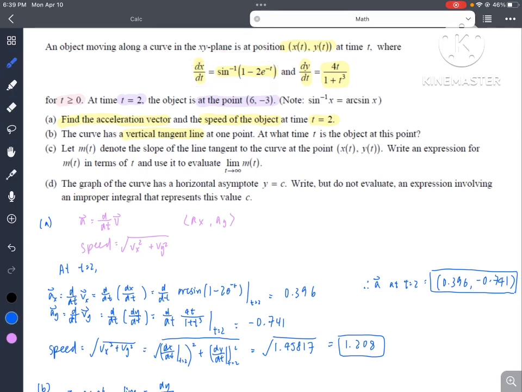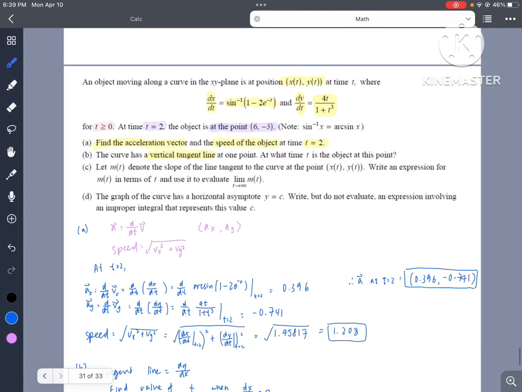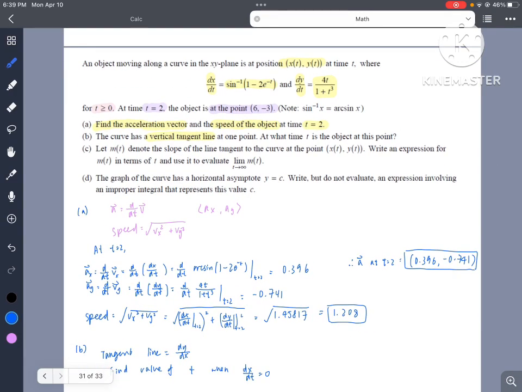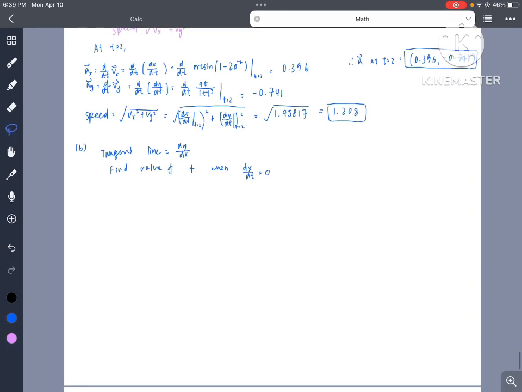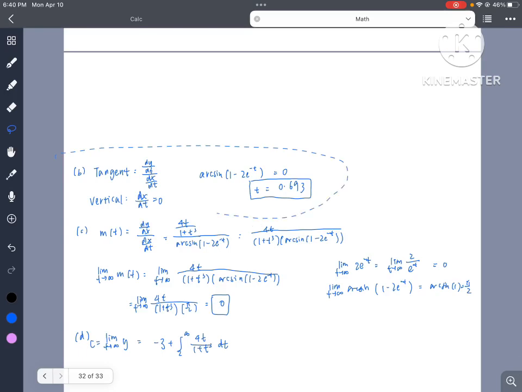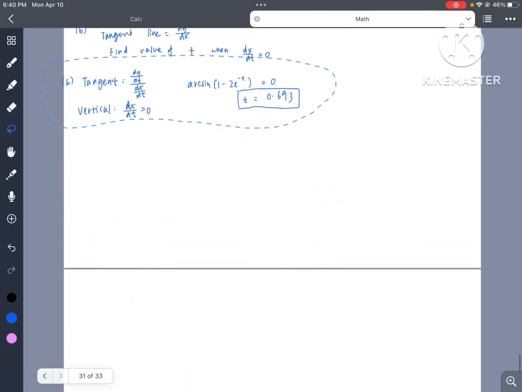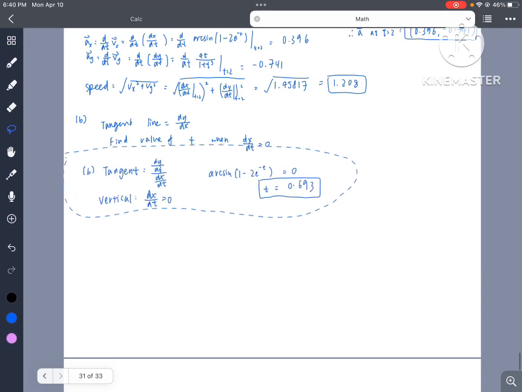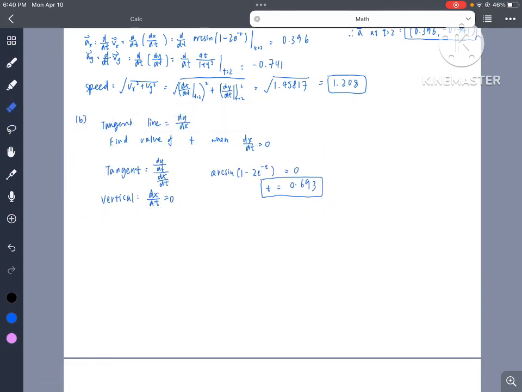It may look like a complicated expression. You can still do it by hand, but this tends to be a question on the graphing calculator section. So you can just graph it and use the zero function to find it. This is how it's done. We find that the answer is when t is equal to 0.693, which conveniently is also when t is equal to natural log of 2.